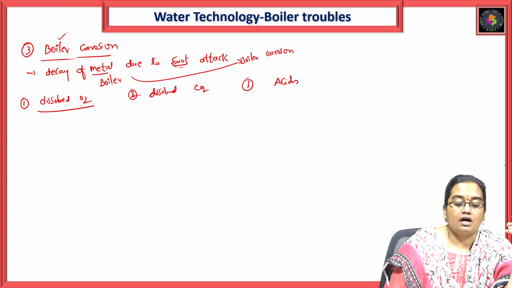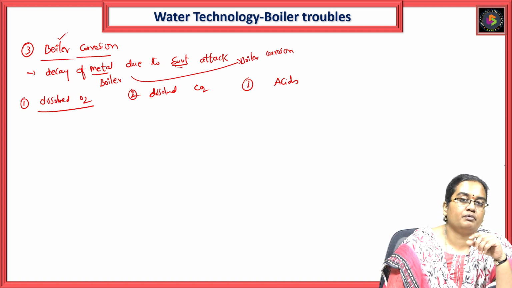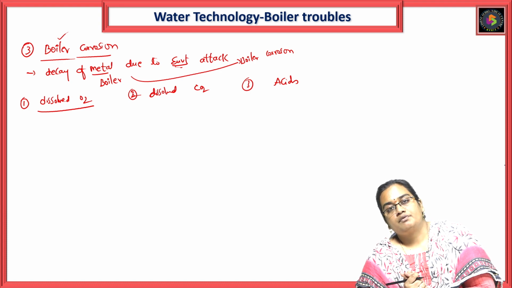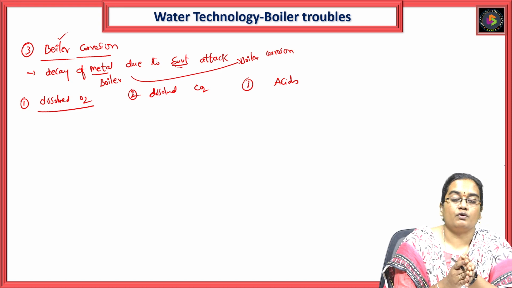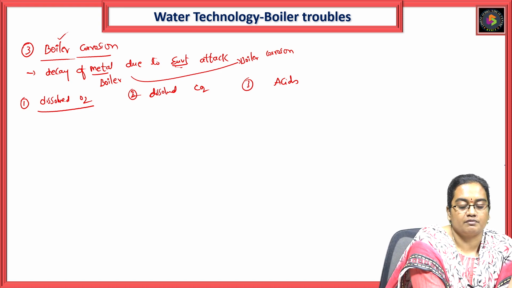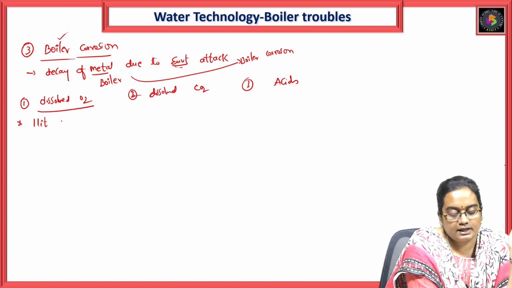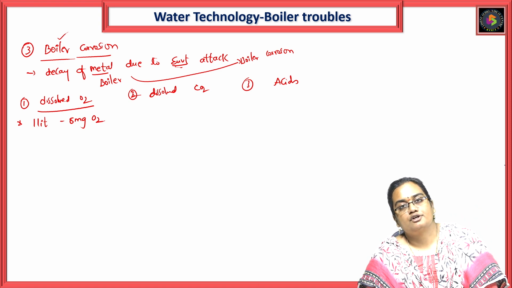That means how your water is containing the oxygen. That is the first important point we should know. We know that aquatic animals are able to survive in the water, which means water contains some amount of oxygen. What is the amount of oxygen present in the water? Very, very important for objective questions: 1 liter of water contains 8 milligrams of oxygen.